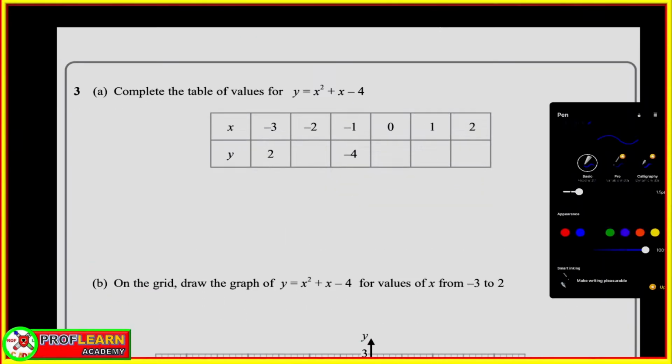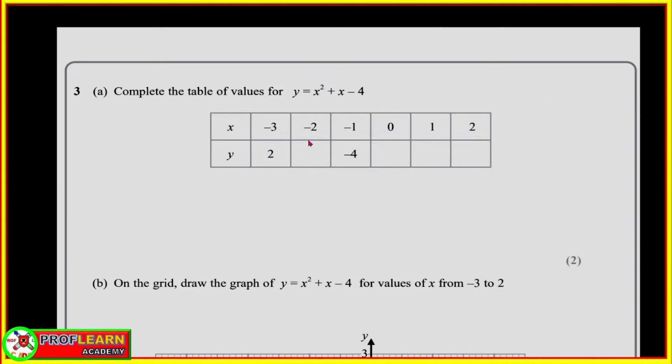In GCSE Math, you can be given a question to do with quadratics, whereby you are supposed to draw graphs. Here you are given a table which you are supposed to complete so that you can use the information to draw a graph. Here we are given -2. So y is equal to -2 squared plus -2 then -4. This is 4 minus 2 minus 4, so 4 and 4 cancel out. The answer here will be -2.